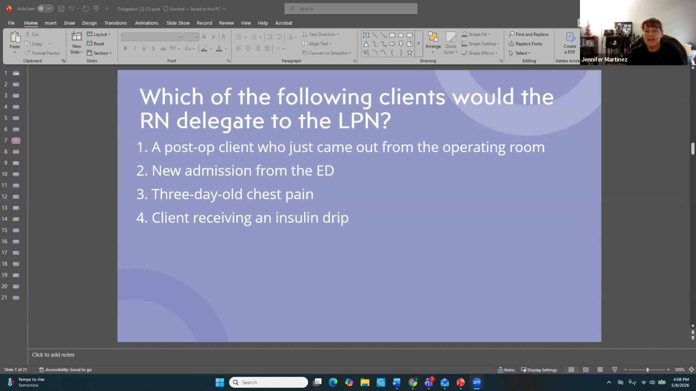Which of the following clients would the RN delegate to the LPN? Okay, so this is the RN now delegating. A post-op client who just came out from the OR, a new admission from the emergency department, a 3-day-old chest pain, or a client receiving an insulin drip. Which one of those can the RN delegate to the LPN?